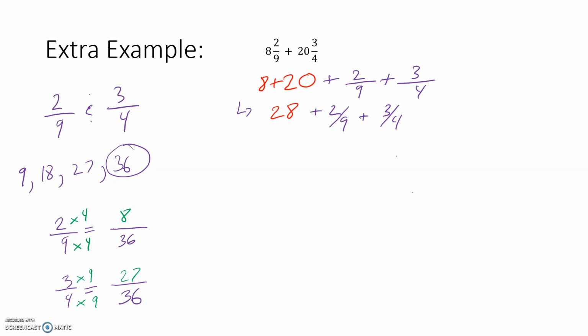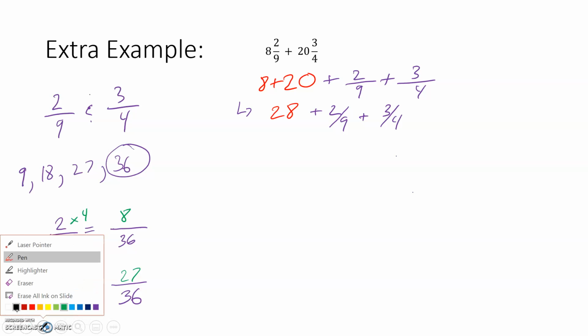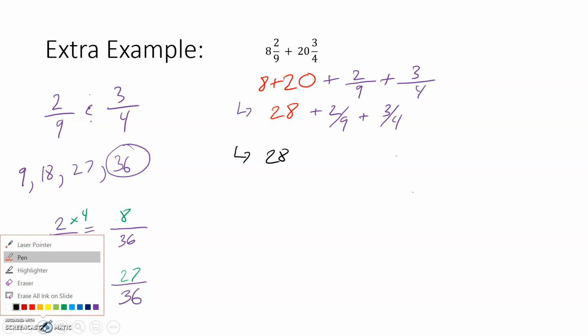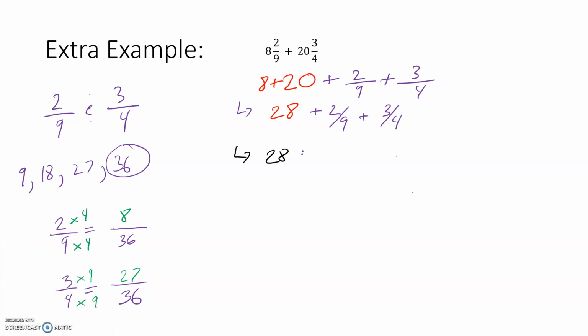Now I'm going to go ahead and rewrite my equation with those values. Luckily, I already did the whole number, so that 28 is going to stay 28 for now. But then I'm going to add the equivalent fractions in place of the originals. So I have plus 8/36 plus 27/36. All right, and now I can go ahead and add all this together.